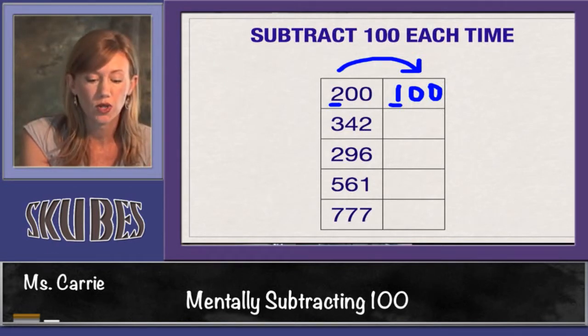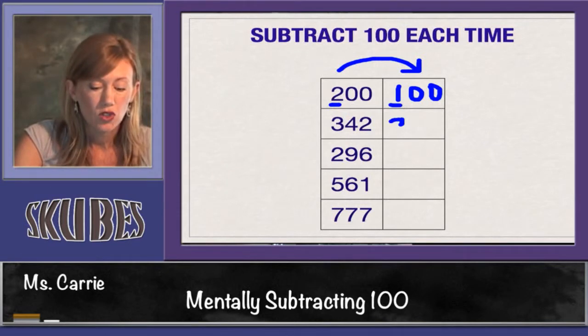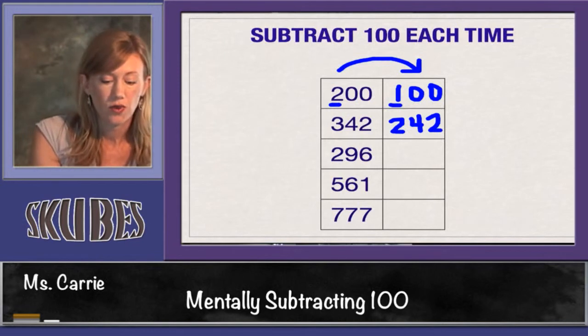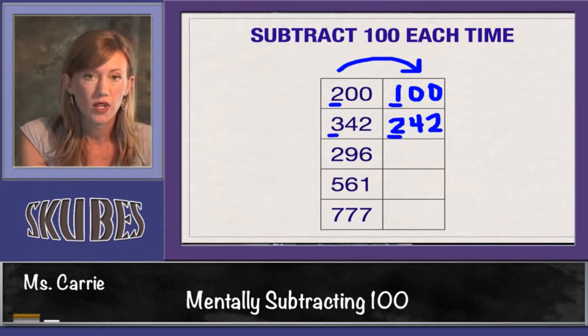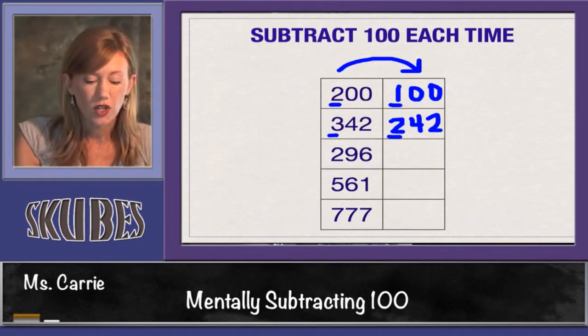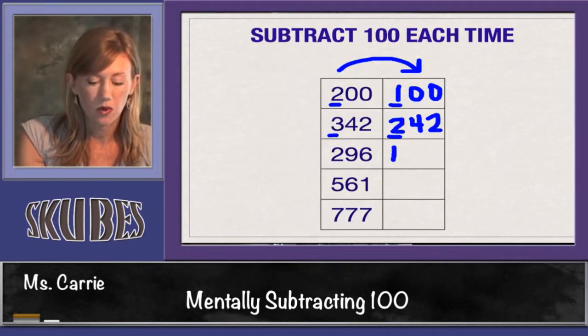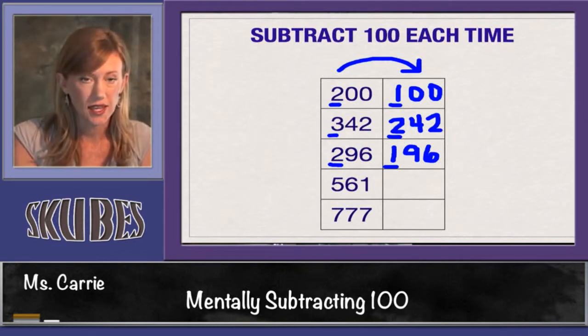Let's try 342. Well, 342 would become 242. The 3 in the hundreds loses 100 and becomes a 2. The tens and the ones stay the same. Let's try 296. 296 would become 196. We lost 100 in that hundreds place, so the 2 becomes a 1. The 9 and the 6 stay the same.